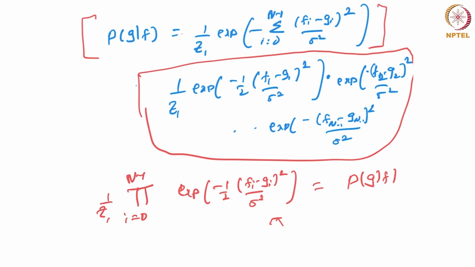The fundamental assumption here is that the probabilities of the individual pixels are independent of each other, and they all have the same variance sigma squared. If you think of it that way, then this simplification can happen. So this is the summation in the exponent.